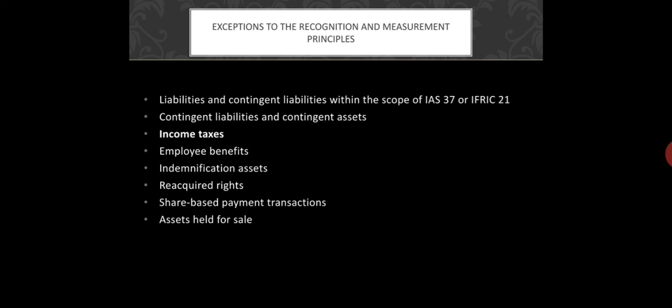Now here we have exceptions to the recognition and measurement principles. These items are liabilities and contingent liabilities within the scope of IAS 37 or IFRIC 21, contingent liabilities and contingent assets, income taxes, employee benefits, indemnification assets, reacquired rights, share-based payment transactions, and assets held for sale. Now these items are not included in PFRS 3 because they have other standards which are applied to them.